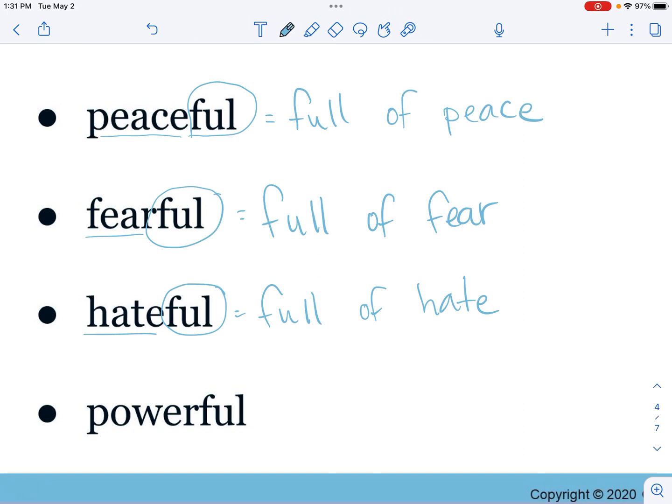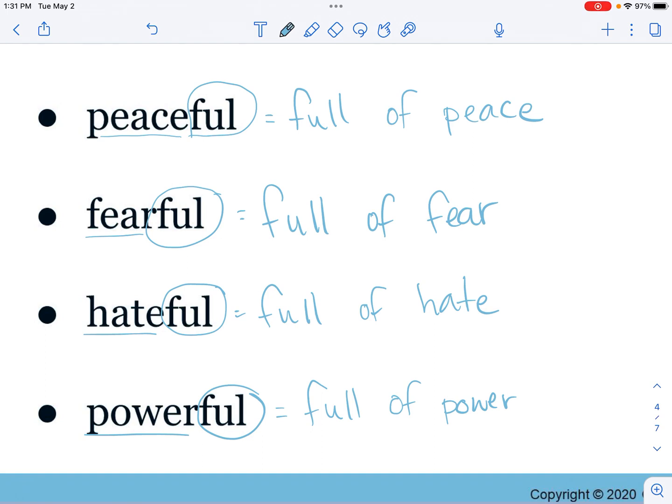And our last word is powerful. Circle the suffix, underline the base word. What does powerful mean? Having lots of power or full of power. Martin Luther King Jr.'s words were powerful.